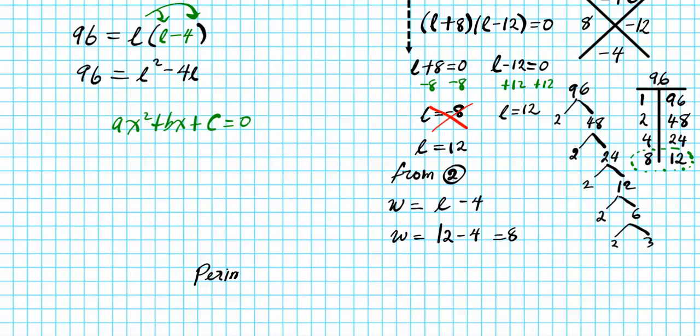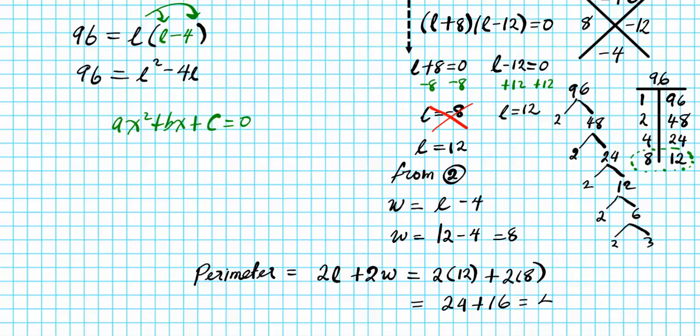Now, the perimeter is what we're asked to find. The perimeter of a rectangle is 2 lengths plus 2 widths. Okay, at the top and bottom and left and right. So if we substitute our results here, we have 2 lengths, 2 times 12, plus 2 widths, 2 times 8. All right, multiply, you have 24 plus 16, which equals 40 yards. So this is basically the perimeter of our rectangular yard.